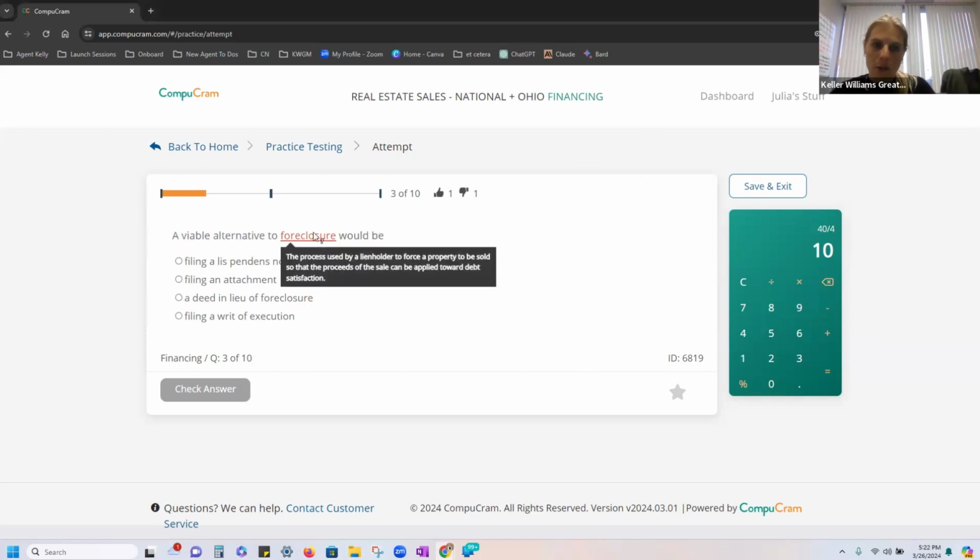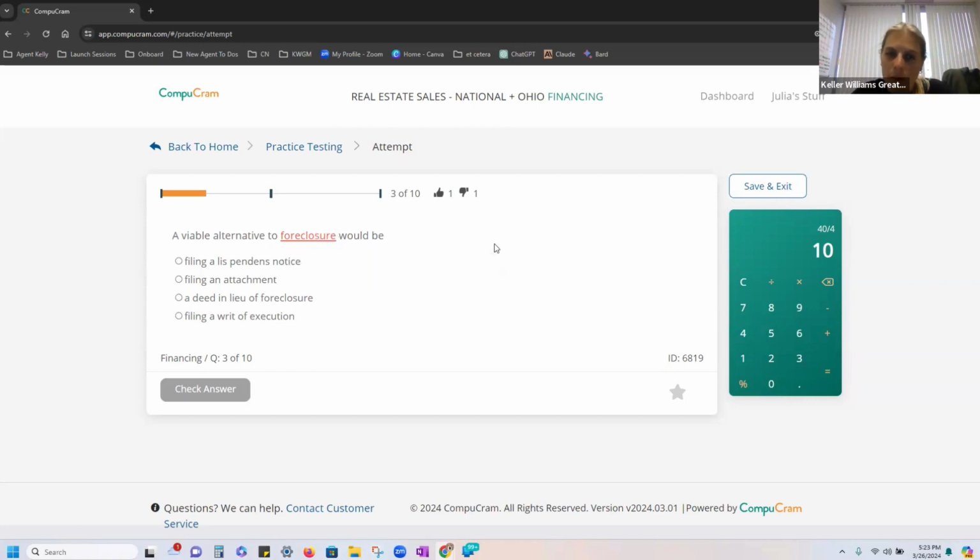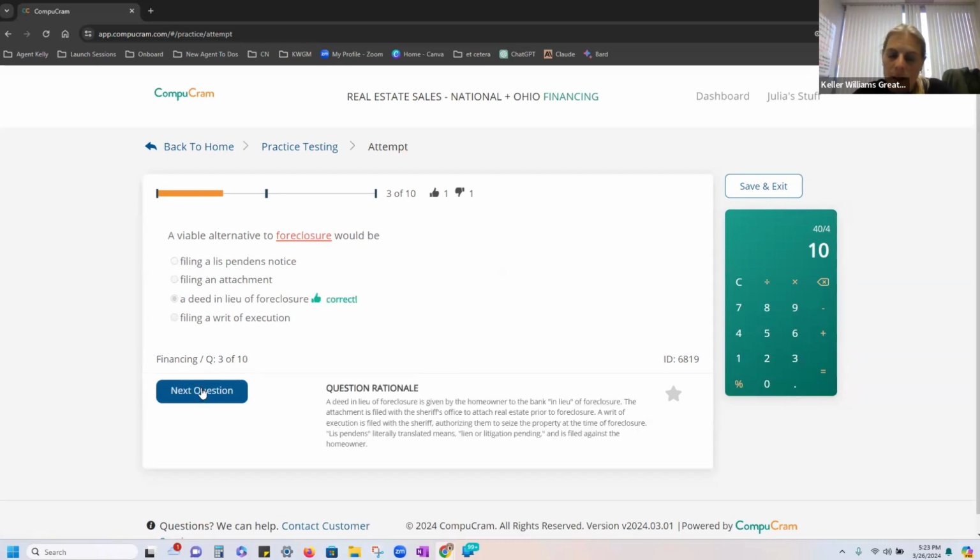And foreclosure is the process used by a lien holder to force a property to be sold so that the proceeds of the sale can be applied toward the debt satisfaction. All right, we have C, A, and D. C was the first one, and C is correct.